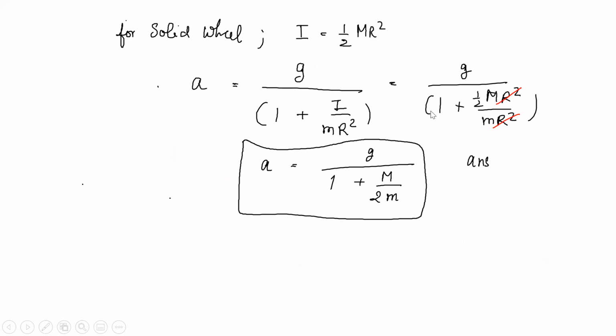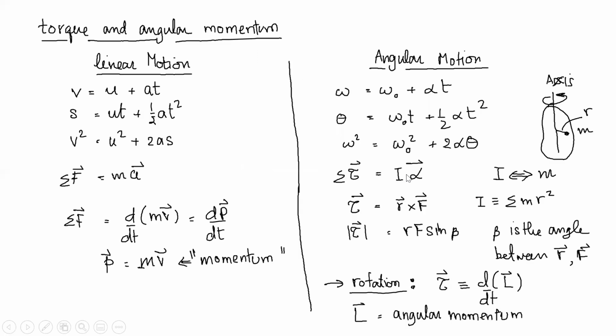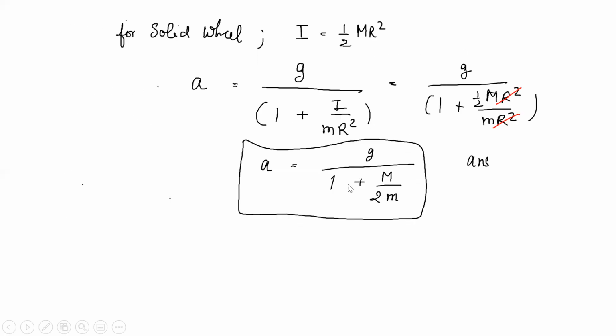You see that you substitute I as 1/2 MR squared, and notice capital M and small m, R and R cancel. So what you have is that the acceleration is g divided by 1 plus capital M over 2m. So it depends on the mass of the wheel and the mass of the object.